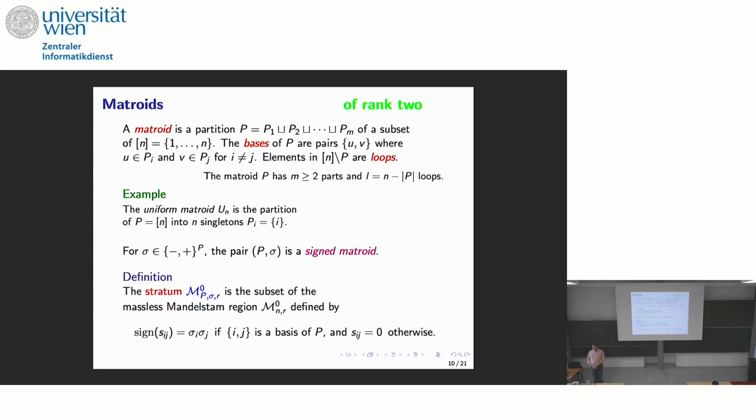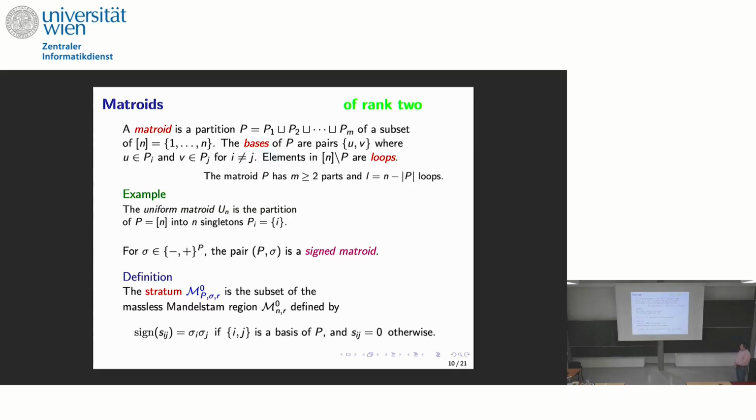So if I have a basis, and I'm giving this basis a sign, Sij, then Sij is 0 if i and j are in the same part of the partition. And this is equivalent to matroids of rank 2. So for the purpose of this talk, this is the definition of matroid and signed matroid: I simply mean this, and I'm giving a sign now to each entry.